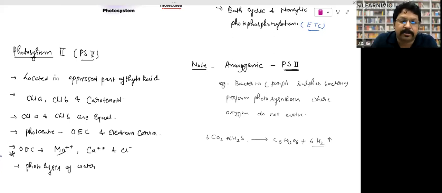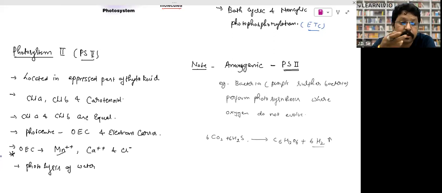It does not take place in plants, right? Exceptionally, it takes place. Anoxygenic photosynthesis is that photosynthesis where evolution of oxygen does not take place. If you want to note it down, you can. In anoxygenic photosynthesis, photosystem 1 is not involved, only PS2 is involved. Here, it takes place, for example, in bacteria like purple sulfur bacteria. They perform anoxygenic photosynthesis where oxygen is not involved.